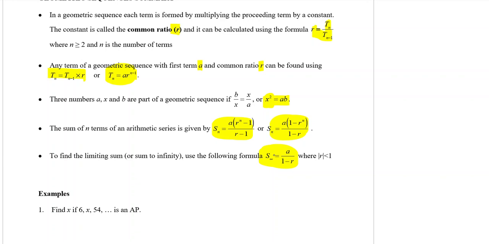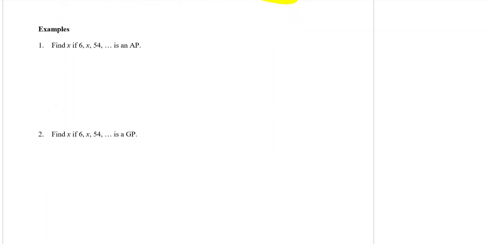Okay? All right, questions. Example number 1. Find x if 6, x, 54 is an AP or an arithmetic progression.